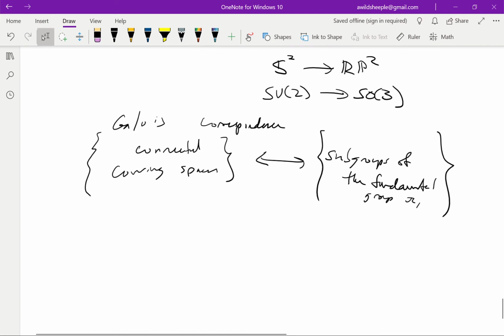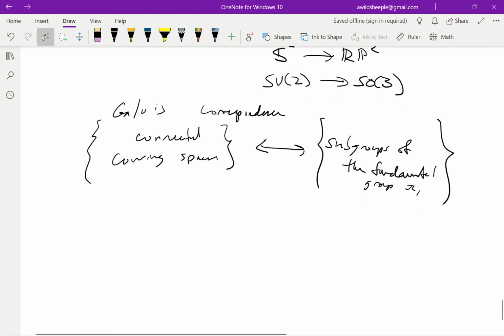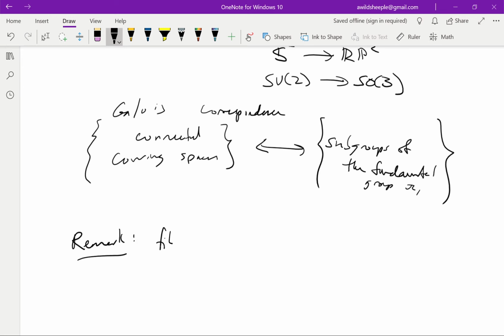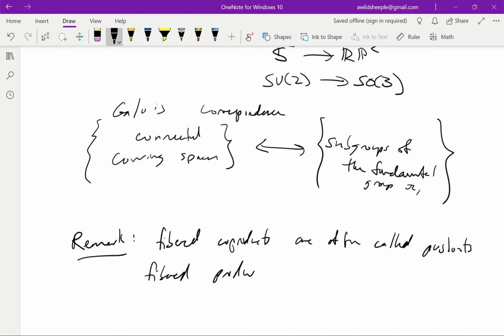back. I don't think I said this before, but fibered products are also called pullbacks. Maybe I should just make this really quick as a remark. Fibered coproducts, when you only have these examples where you have just 3 objects, are often called pushouts. And fibered products are often called pullbacks.